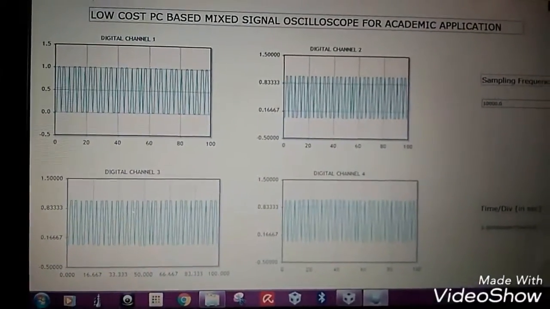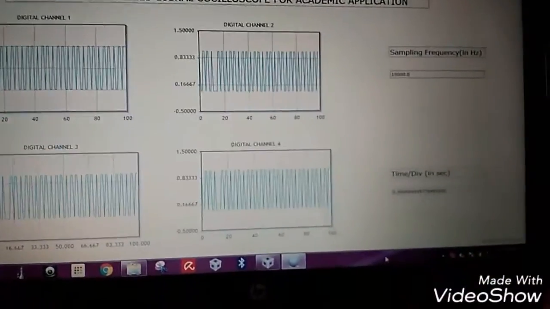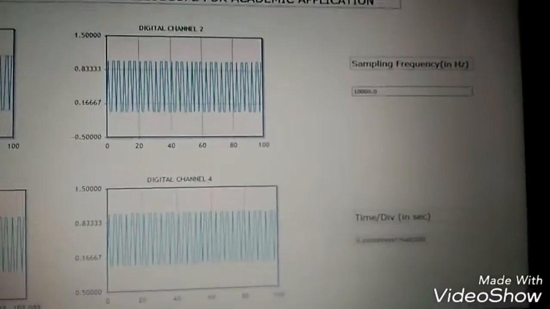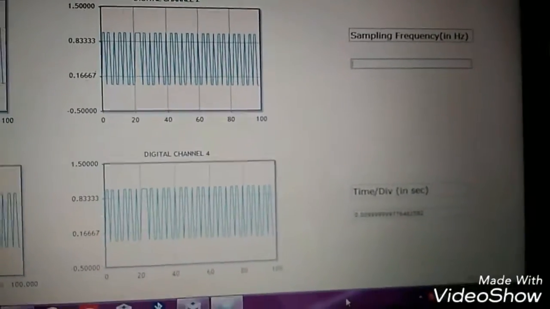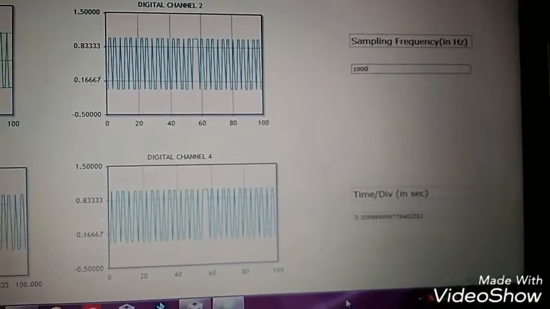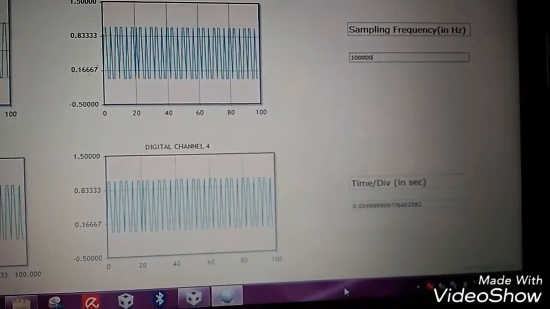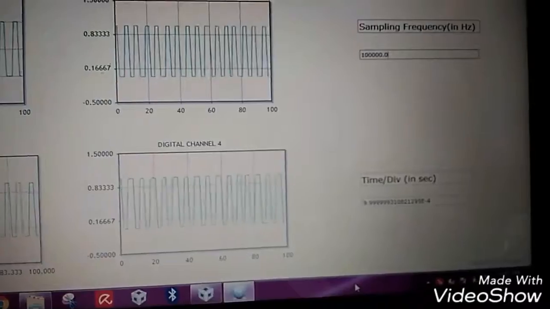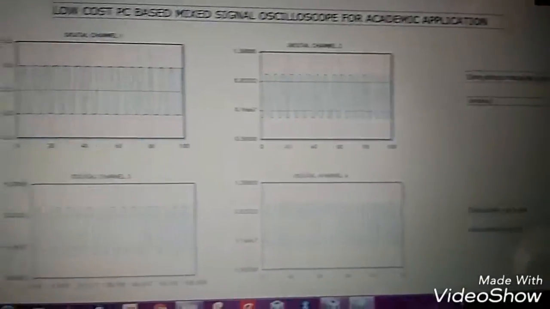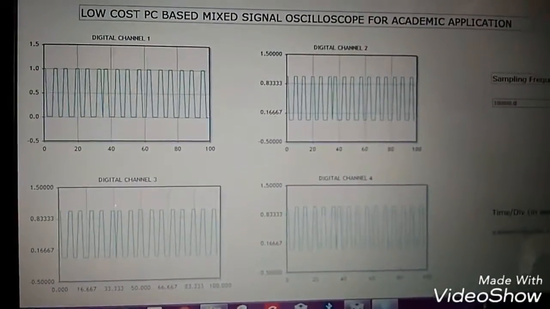This 1 kHz pulse which is generated is given to the C2000 microcontroller, interfaced with the GUI in the personal computer, and the graph is verified by changing the sampling frequency as 10 kHz, 100 kHz, and so on, and the waveform is verified. And the time per division is also displayed in the screen.